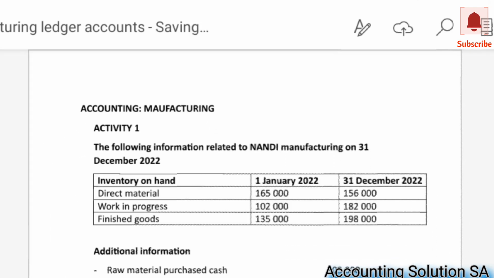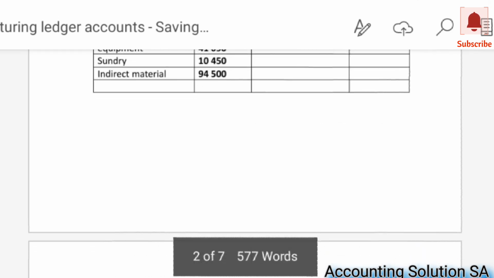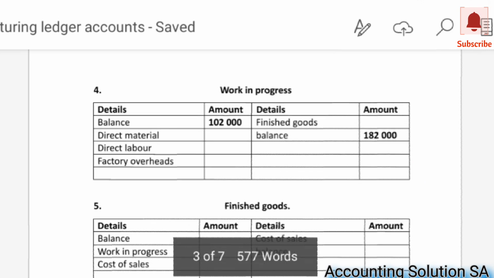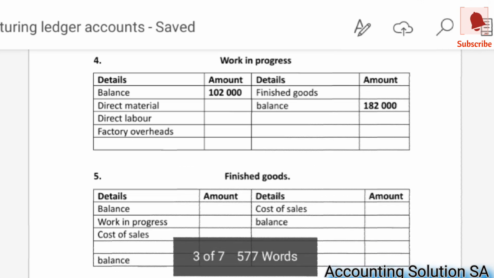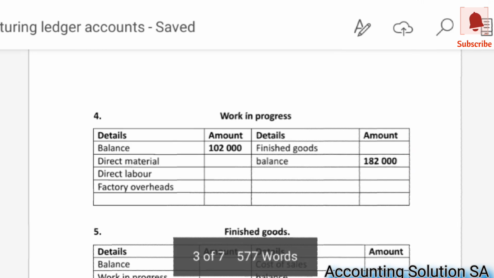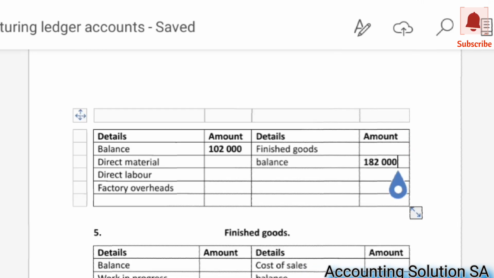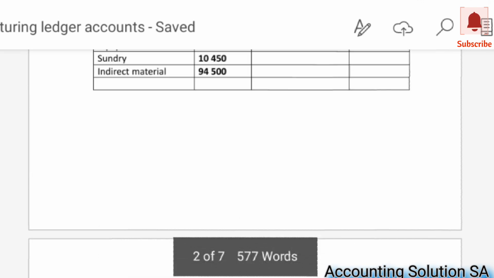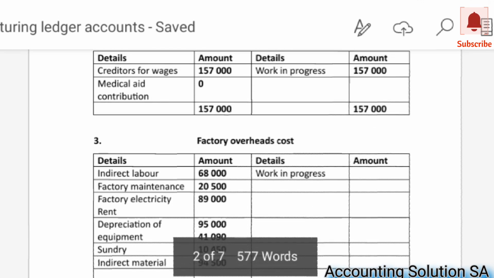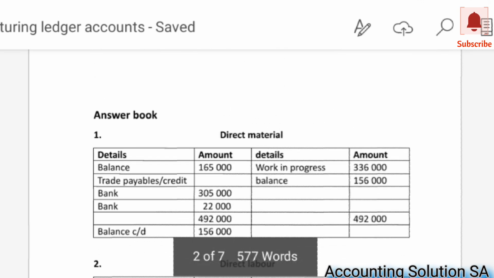Simple as that. Okay, now let's proceed. The second one on the debit side, we have direct material, direct labor, and factory overhead. We have to take the totals that we calculated on the previous. For factory, we're going to calculate. Let's start with direct material.